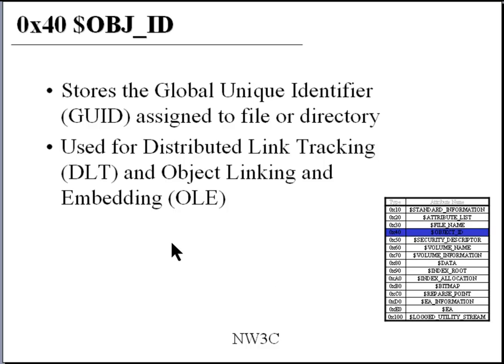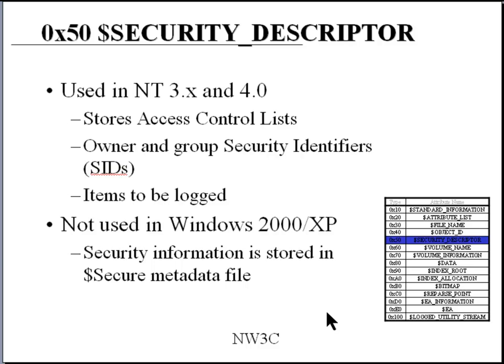The object ID stores the global unique identifier assigned to a file or directory, and it's used for distributed link tracking, object linking, and embedding. The security descriptors is used in NT 3.x and 4, and it stores access control lists, which we've already talked about previously.